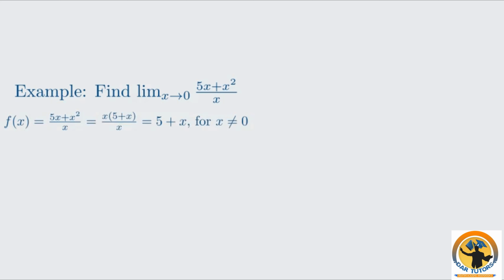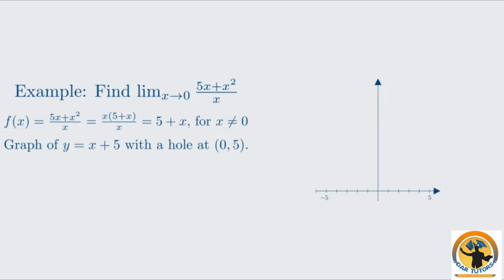Instead, let's simplify the function. We can factor out an x from the numerator, giving us x times the quantity 5 plus x, all over x. Since we are considering the limit as x approaches 0, we are looking at values of x that are very close to 0, but not equal to 0. Therefore, we can cancel the x in the numerator and denominator. So, for all values of x except 0, our function behaves exactly like the line y equals x plus 5. Graphically, this is the line y equals x plus 5, but with a hole at the point (0, 5).